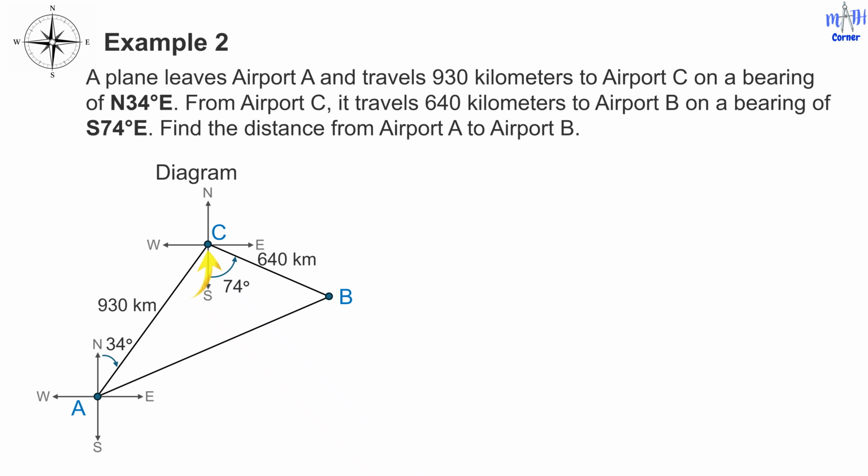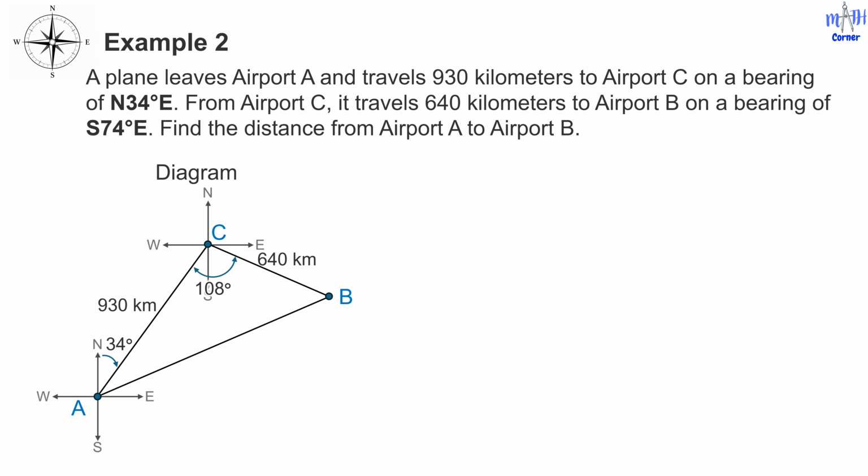Now, let's find the angle at airport C. The given bearing from airport A to airport C is north 34 degrees east. However, the angle at airport C uses the direction from airport C back to airport A. The reverse bearing of north 34 degrees east is south 34 degrees west. From airport C to airport B, the bearing is south 74 degrees east. Therefore, the angle at airport C is 34 degrees plus 74 degrees, which is equal to 108 degrees. So, angle C is 108 degrees.